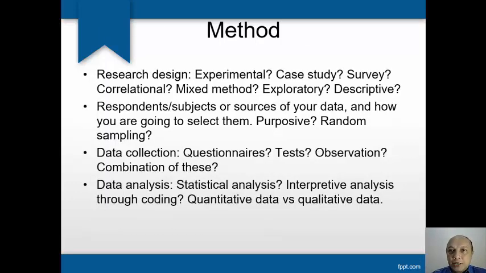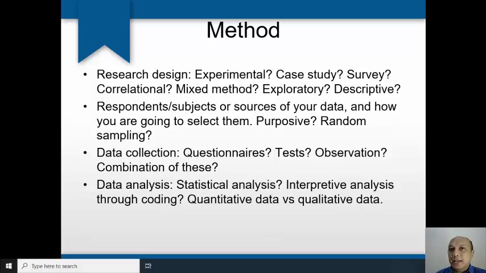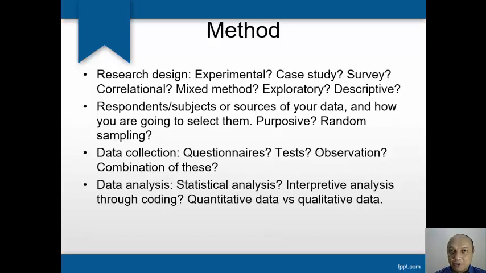Now we come to the method. In method, you have to elaborate on the research design. You have to let the readers know what your research design is. Research design is basically a plan for gathering the data and then analyzing the data. That's what research design is all about. So when you tell your readers your research design, they will have an idea how you are going to collect the data and how you are going to analyze it.